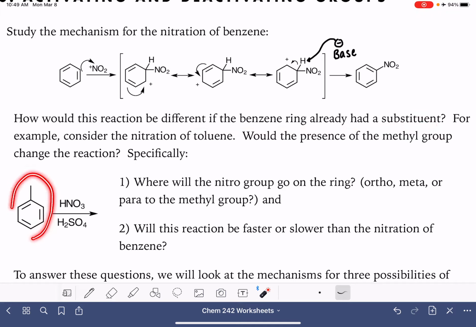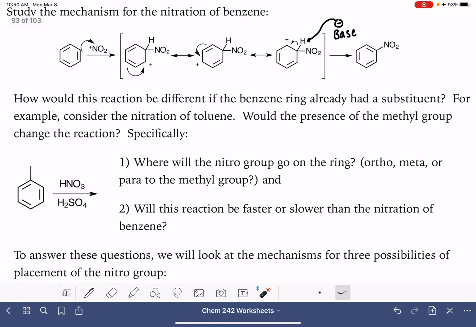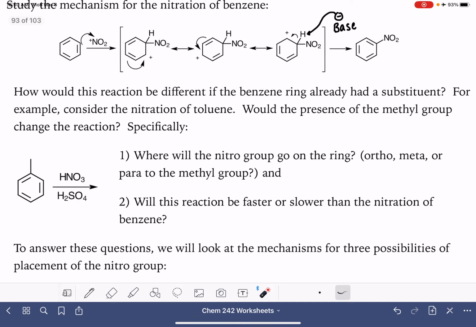For example, to start with, we're going to be considering the nitration of toluene, a benzene ring that has a methyl group present. And again, I want to emphasize that I'm just choosing to use the nitration reaction, but no matter what electrophile we would be using in this reaction, our answers to these questions are going to be exactly the same. So we want to be focusing on two specific things here. Number one, where will that new electrophile go on the ring? Nitro group in this case, but whatever electrophile we're using, where will it go? By that I mean relative to the existing substituent.